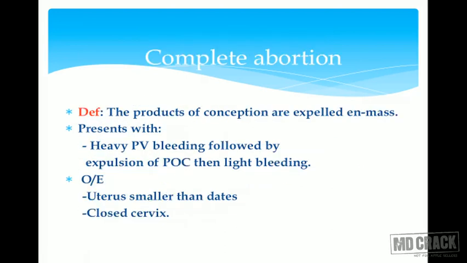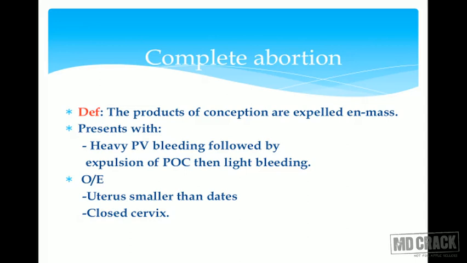Complete abortion. As the name suggests, the abortion process is complete. The products of conception have been expelled en masse. She usually presents with heavy bleeding followed by a decrease in bleeding, and she gives a history that some sac-like pinkish clot she has already expelled out.